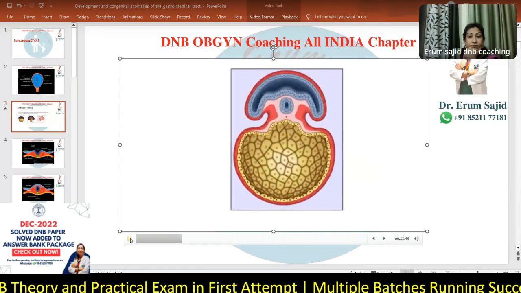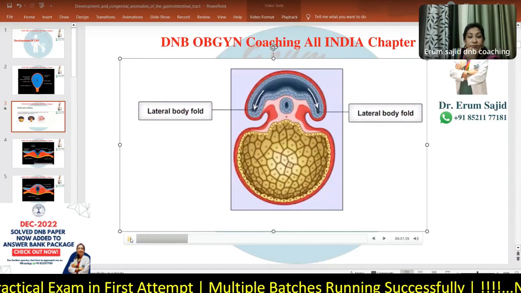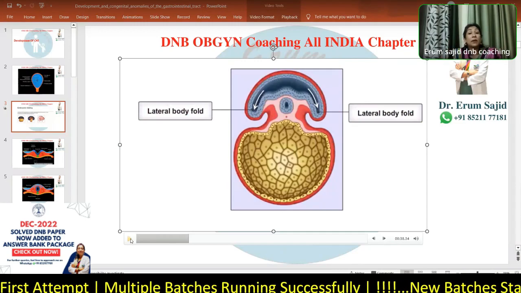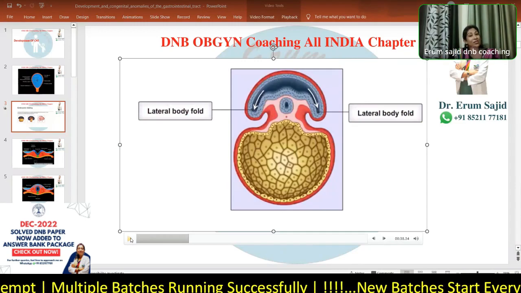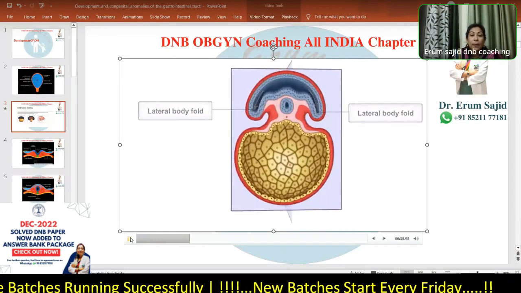Folding of the embryo in the horizontal plane results in the development of two lateral body folds. These are the two lateral body folds, okay? This is in the horizontal plane they're trying to say, okay? So just listen to this. I'll tell you each and everything later on.